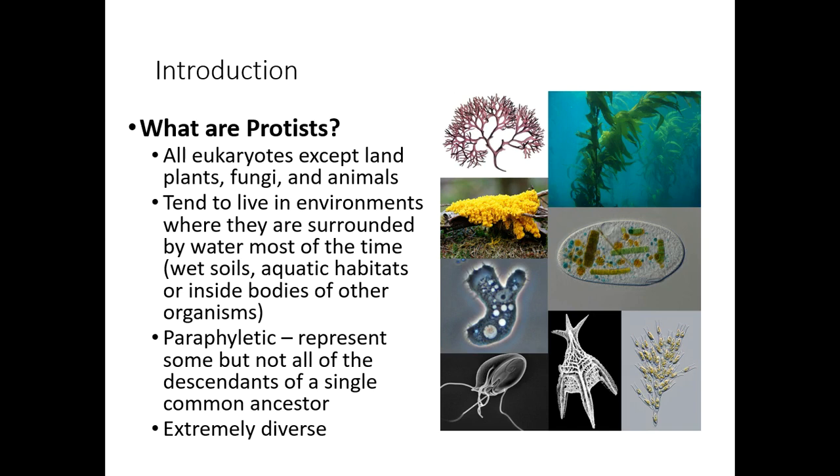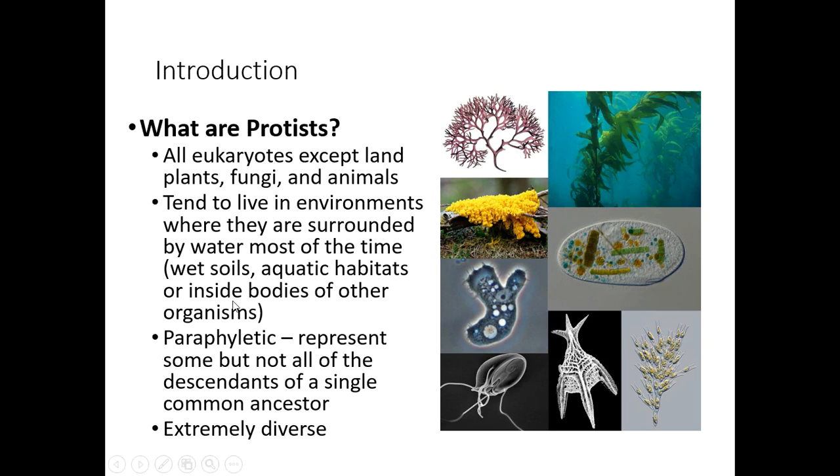So let's specifically look at protists. So protists are all the eukaryotes that are not fungi, they're not green plants, and they're not animals. So we'll talk about that distinction between green plants and the plants that we're going to see that fall under this category. All right. Protists tend to live in environments that are just near water. So wet soils, aquatic habitats, or even inside the bodies of other organisms, right? So we're going to see a lot of parasites falling under this group of protists.